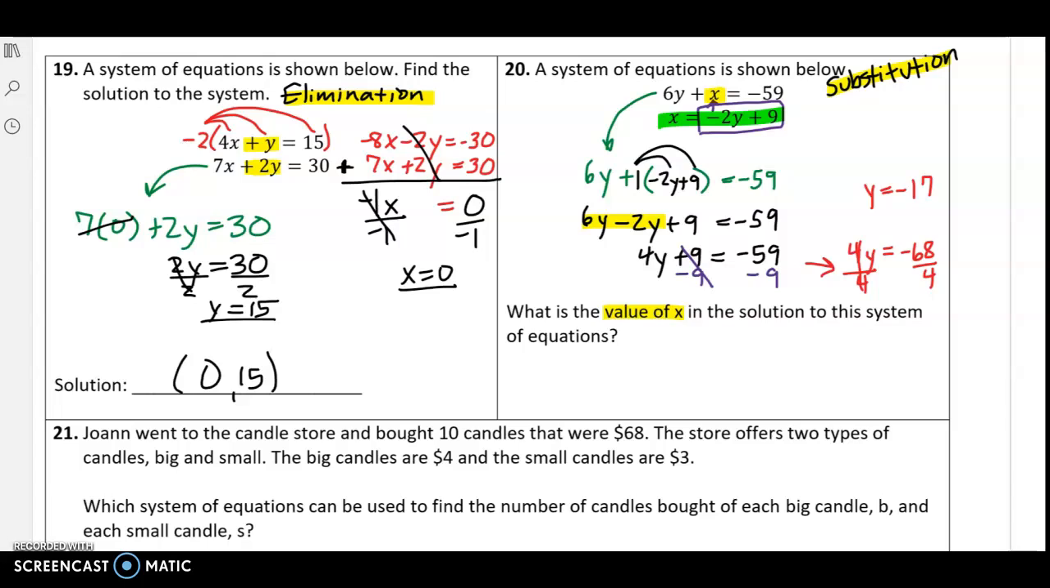Okay, x equals negative 2y plus 9. So I'm going to replace the y with what we got for y, which was negative 17. So x equals negative 2 times negative 17 plus 9. Negative 2 times negative 17 is positive 34. And then add 9 to it, and we get that our x value is positive 43. That is our answer.